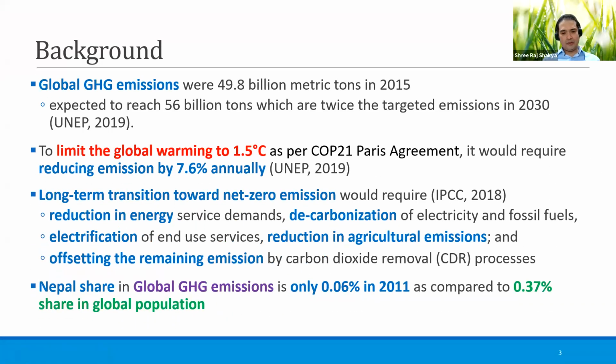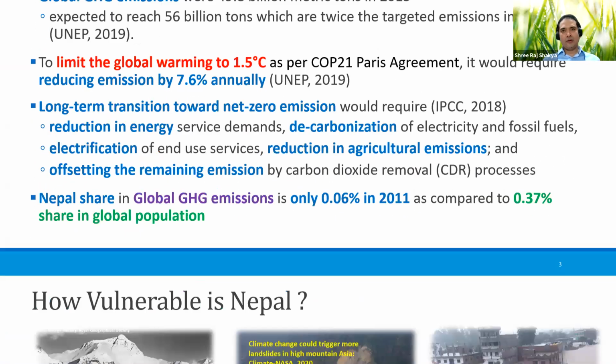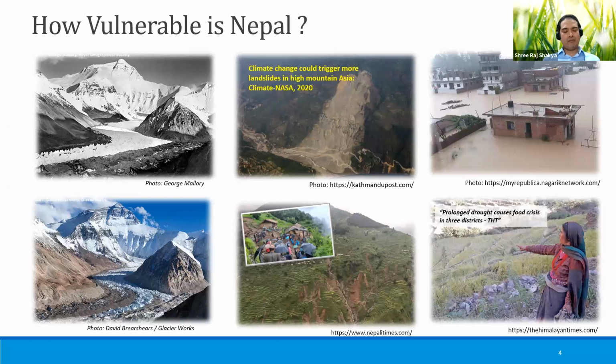In the case of Nepal, the global GHG contribution of Nepal is very small. It's 0.06% as compared to its population share, which is 0.37%. However, the impact of climate change is very devastating in the case of Nepal. Nepal is ranked among the top 10 countries vulnerable to climate change effects. As you can see from this picture, there is drastic melting of glaciers, and a high frequency of flash floods, drought, and several other climate change related events.